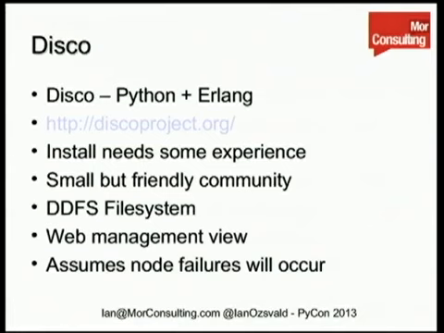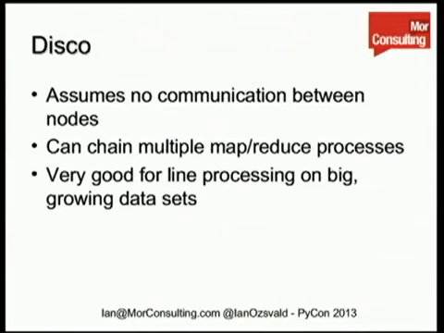And baked into the design of Disco is the assumption that your nodes will fail. When you've got 100 machines running, you know that some of them will die. A disk will die, a power supply will go, a network switch will die. So this is just baked in from the bottom up, which makes it nice and robust.